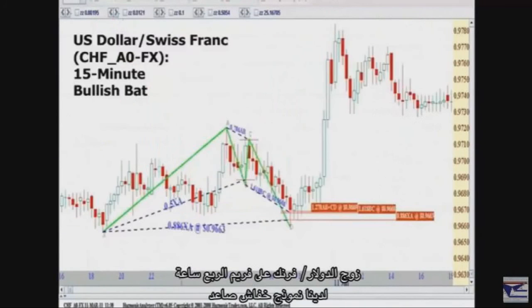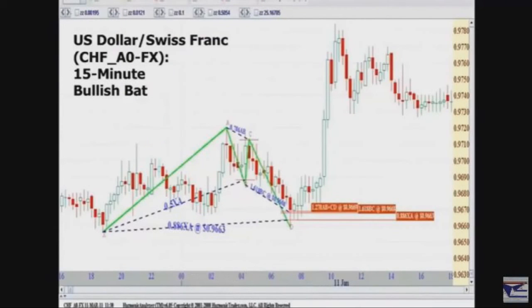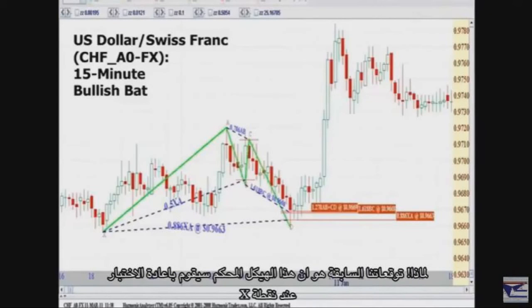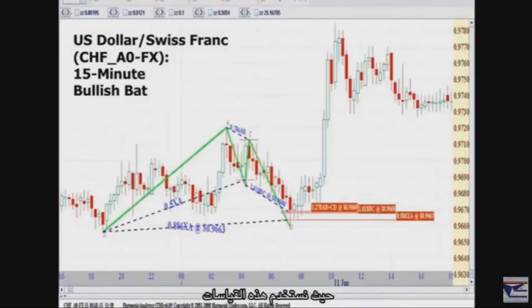Here on the US dollar Swiss franc on a 15-minute basis, we have another bullish bat. First place to look, always, B point. What's the B point say to you? It says we're at a 50% level. So why? Okay, what's our proper expectation? Our proper expectation is that this M-type structure is going to have a deeper retest of the initial point at X, so we use these measurements.